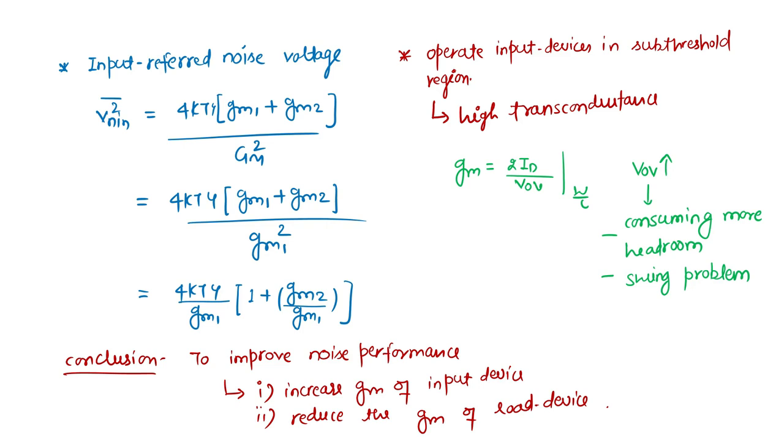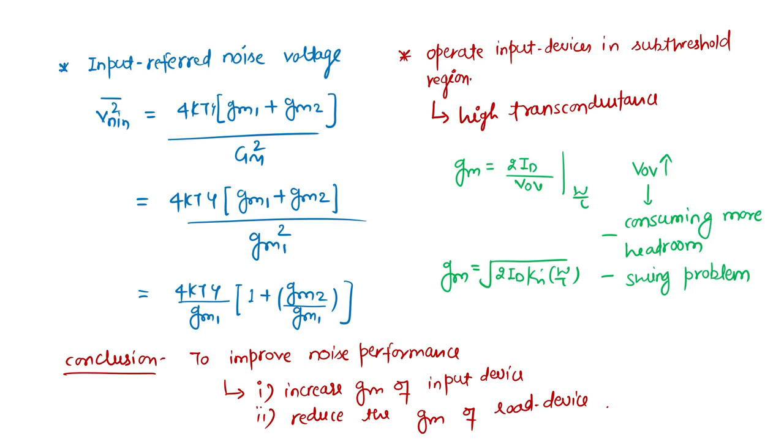Is there any other way to reduce this GM? What is the other relation of the GM? One more relation is the square root of 2ID K' W/L. This is also one relation. Can we do anything from here? Yes, if we can reduce the current through the loading device, we can reduce the GM. But is it possible to separately reduce the current through the loading device? Because we want more current through the input device so that we can increase its GM.